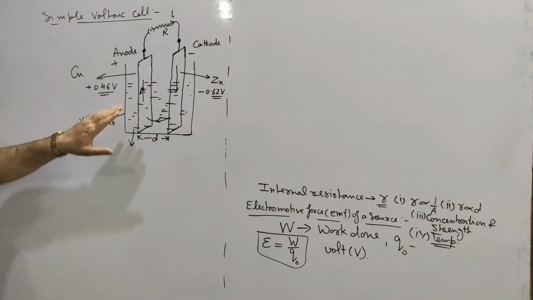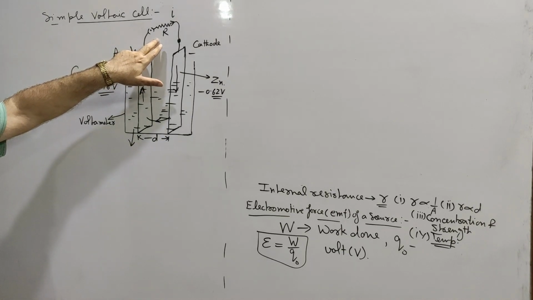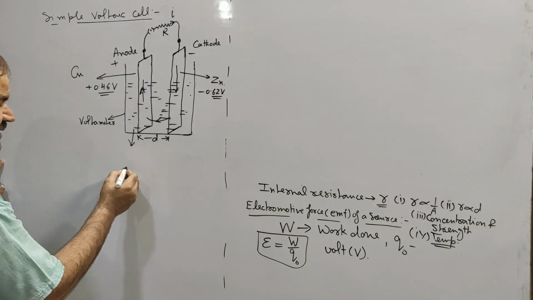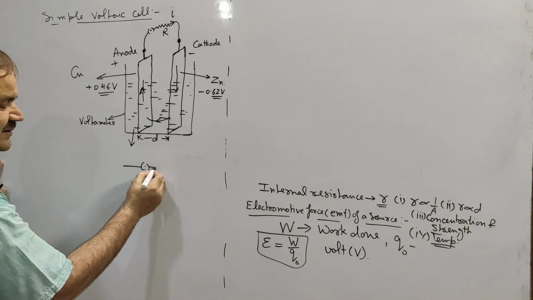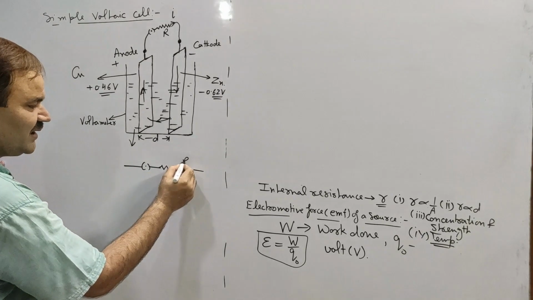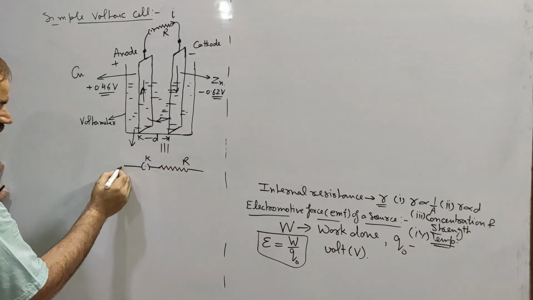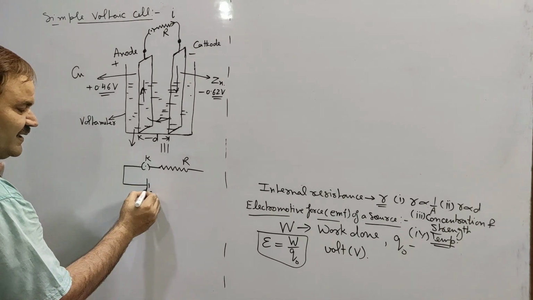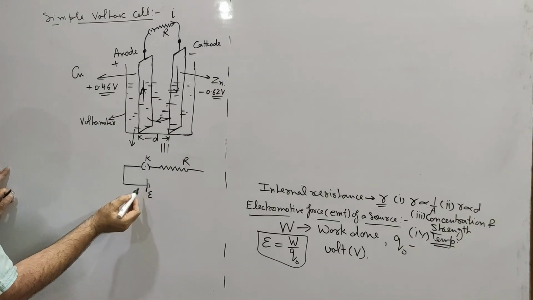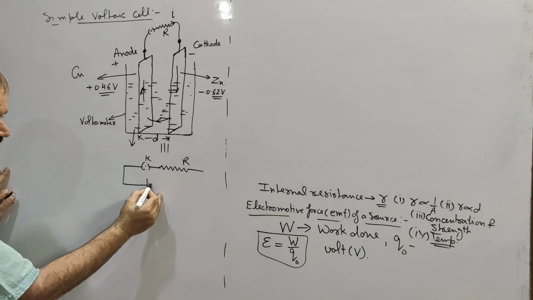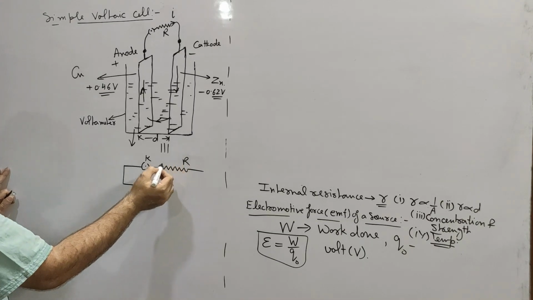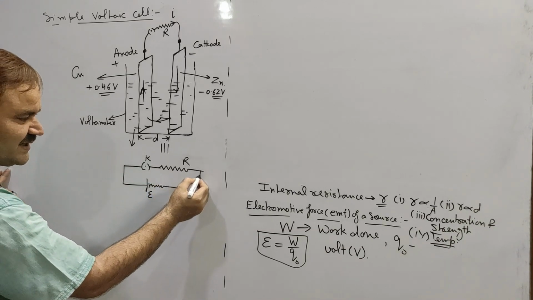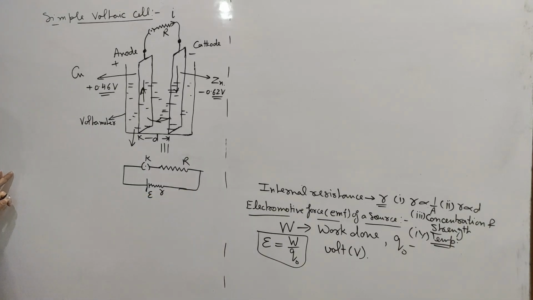This arrangement of a cell consisting of an external resistance R connected with the help of a key can be represented as key, then external resistance R, and here the cell of EMF E. And if we come to the internal resistance of the cell, though it lies in between the electrodes, it is always represented in series with R and adjacent to the negative terminal of the cell. So it will be the internal resistance of the cell.